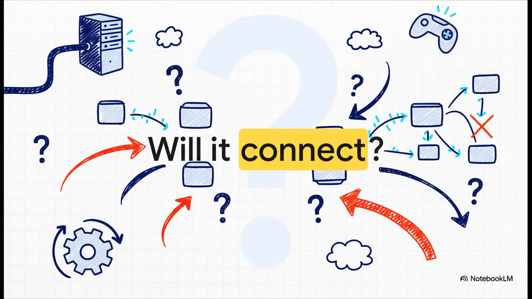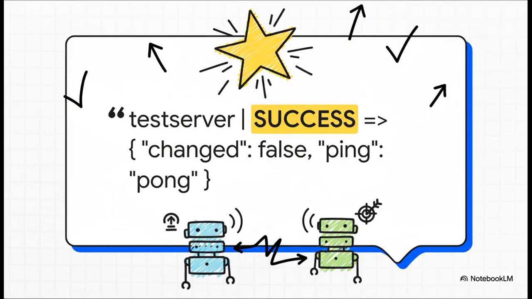So, this is it, the big moment. Will it connect? And contact. Yes. Look at that beautiful success message. That ping pong you see? That's Ansible's way of saying, I'm in, comms are green, I am ready for orders. Mission accomplished. Our control center is officially linked to our target machine.